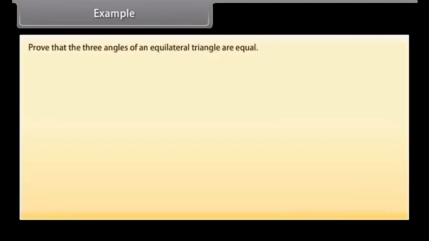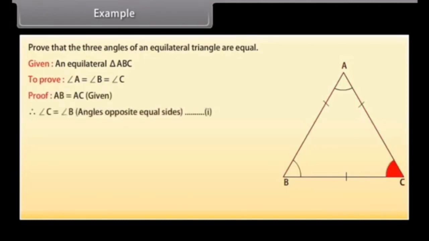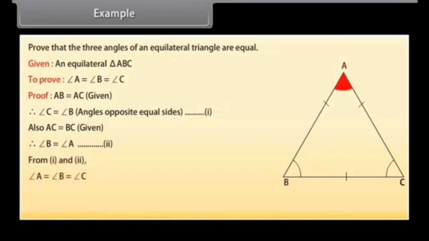Example. Prove that the three angles of an equilateral triangle are equal. Given an equilateral triangle ABC, we have to prove that angle A is equal to angle B, which is equal to angle C. Proof. AB is equal to AC, given. Therefore, angle C is equal to angle B because angles opposite equal sides are equal. Mark it as 1. Also, AC is equal to BC, given. Therefore, angle B is equal to angle A. Mark it as 2. From 1 and 2, angle A is equal to angle B, which is equal to angle C. Hence, the result.